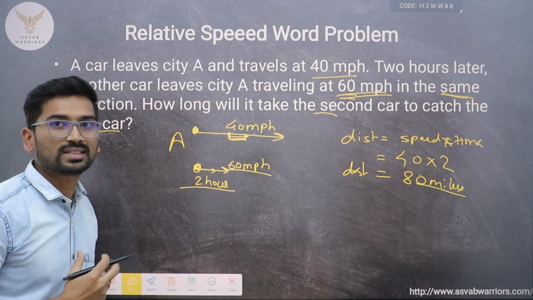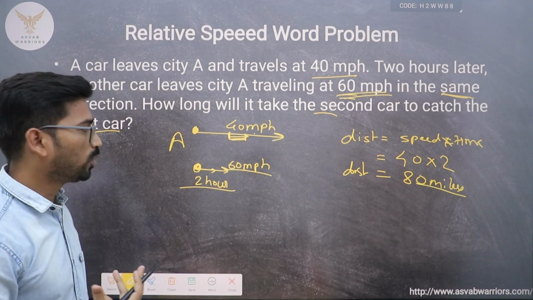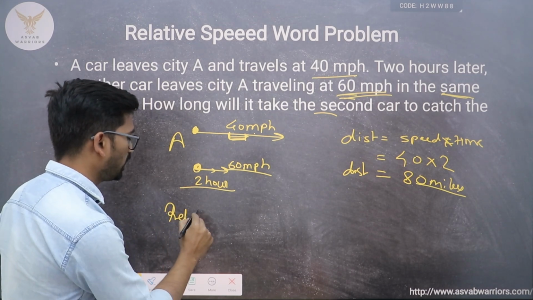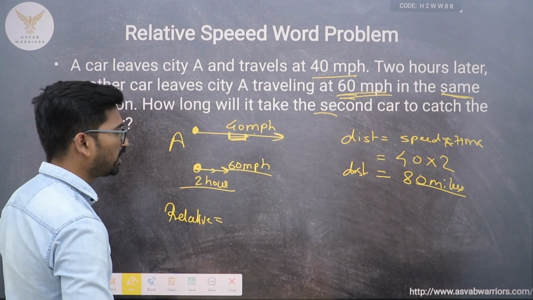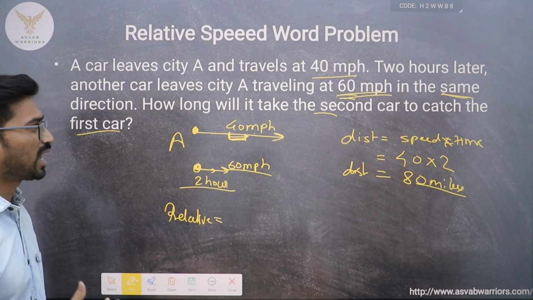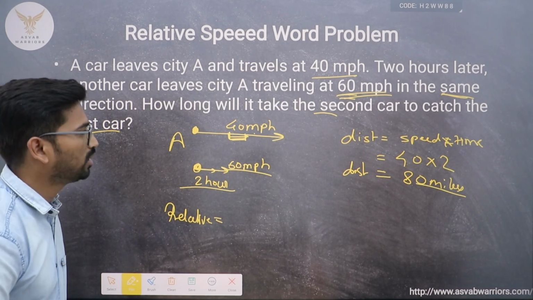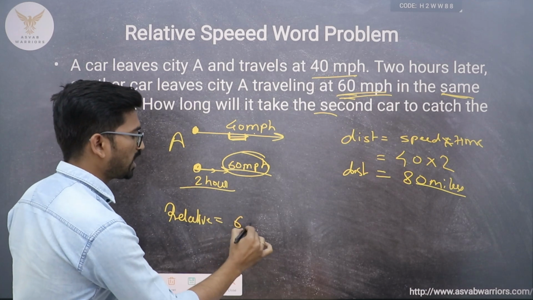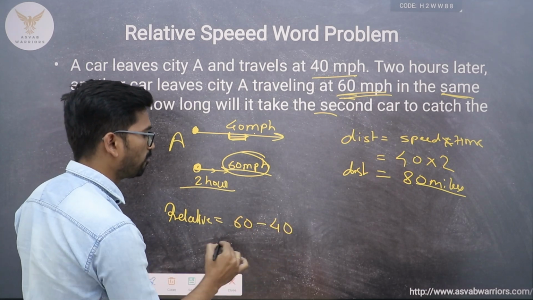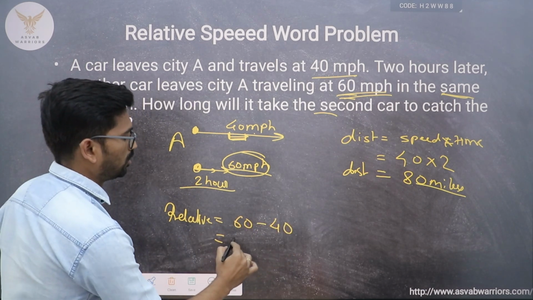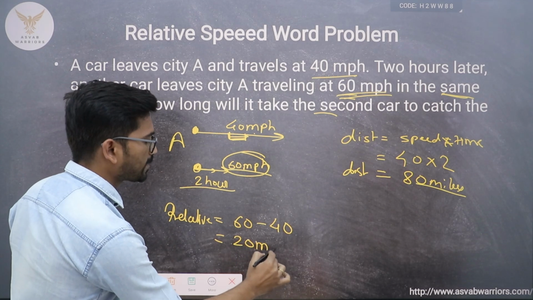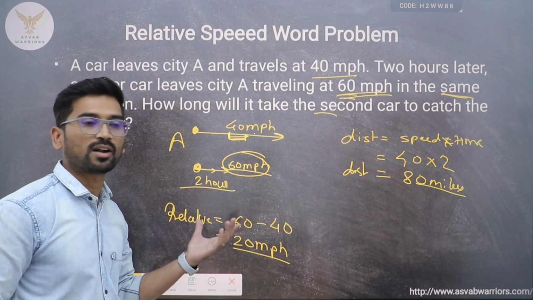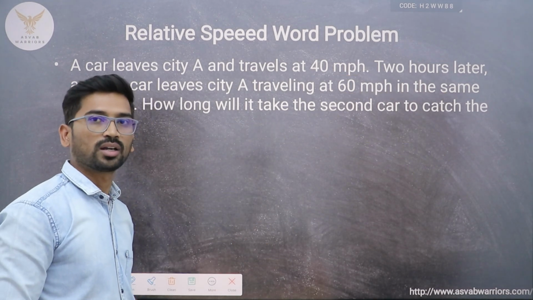Now this car has the advantage of 20 miles per hour. How? Because we know the concept of relative speed. So relative speed is the speed of car B minus the speed of car A, since in this case the speed of this car is more. So 60 miles per hour minus 40 miles per hour, and we get our relative speed as 20 miles per hour. So this car has an advantage of 20 miles per hour.